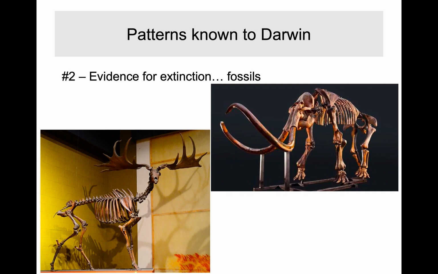So some other evidence here, some other patterns that were known: fossils. Even back in Darwin's time, people had found these mammoths that were clearly no longer on Earth. So how do you explain those? And then there was this thing right here. I don't know if any of you are hunters, but if you were, this would be the ultimate animal.